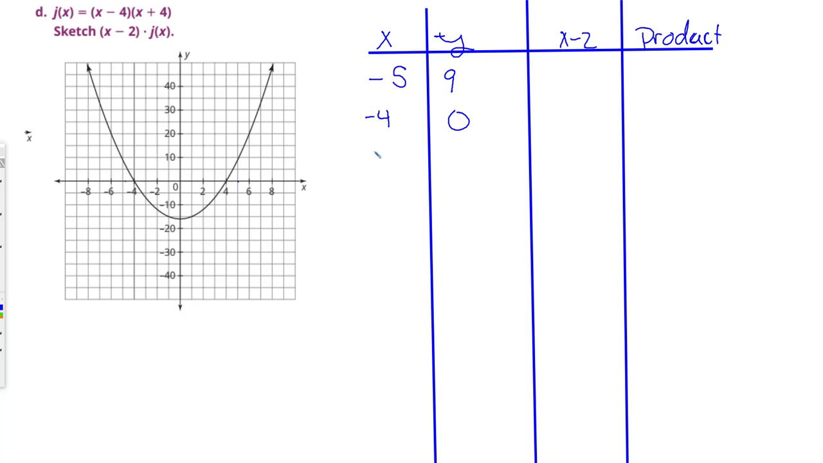When x was at -3, I was at -7. When x was at -2, it was at -12. When x was at -1, it was at -15. And when x was at 0, it was at -16. And then it repeats, going the other side.